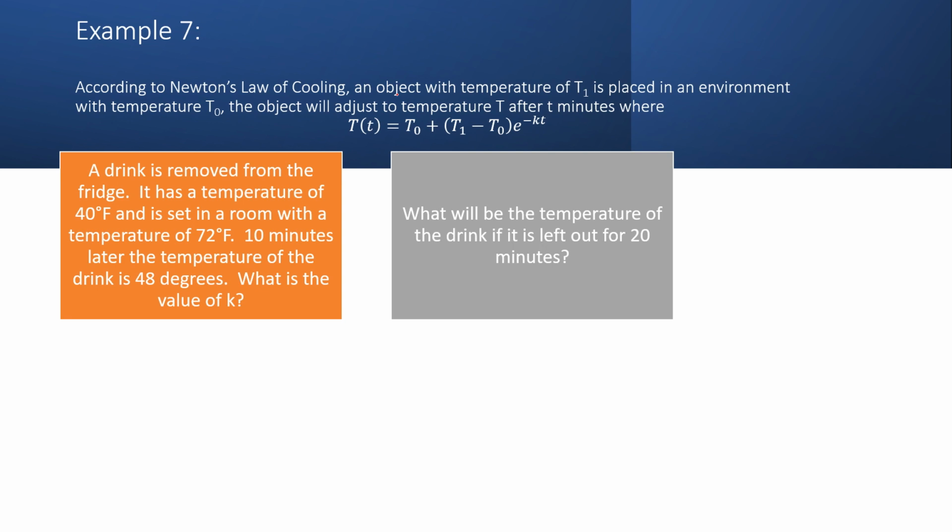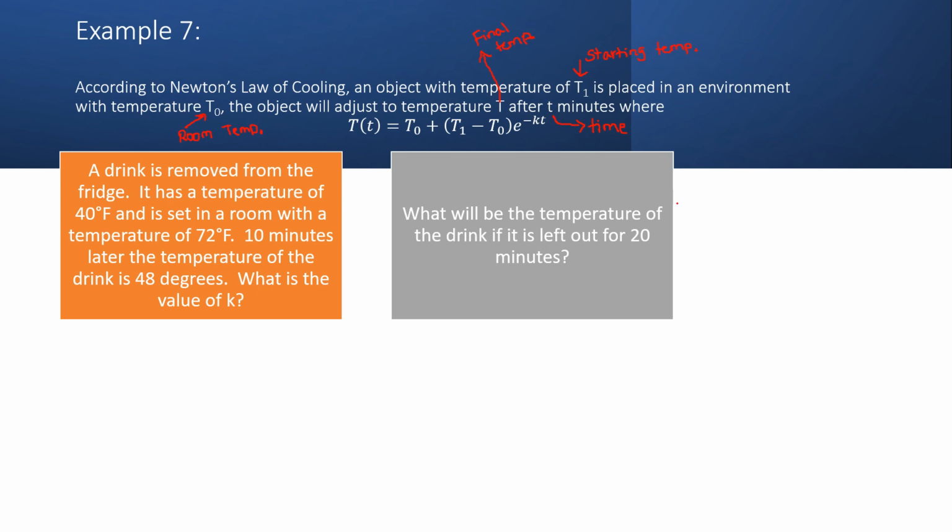The first one says an object with a temperature of T1. So this is my starting temp. Placed in an environment with temperature of T0. So this is my room temperature. Will adjust to a temperature of T. So this is my final temperature. After t minutes, so this lowercase t is my time.